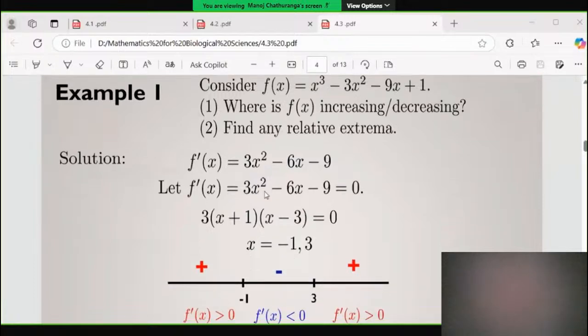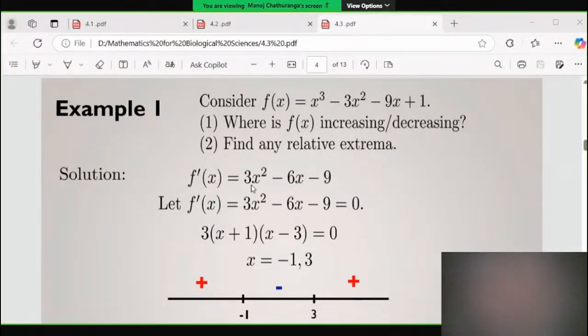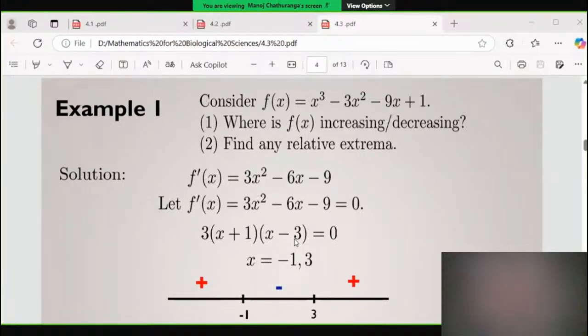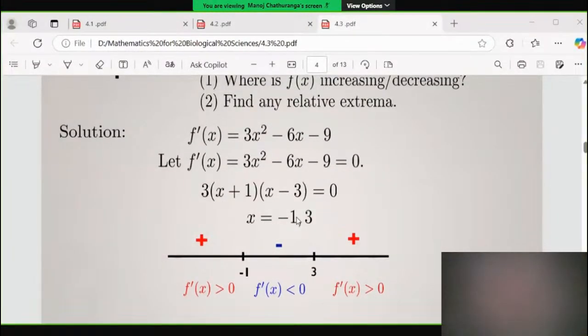And we can see the derivative of x cubed is 3x squared, then minus 3 times 2x minus 9. Yeah, so the derivative is okay. And 3 is a common factor. Once you get x squared minus 2x minus 3, plus 1 and minus 3 are the factors. So we have two extreme points, minus 1 and plus 3.